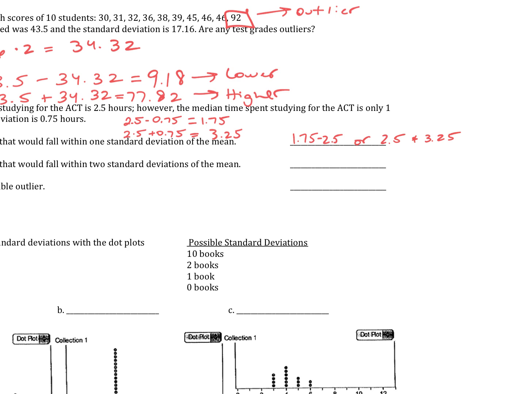The next one wants to know which ones would be within 2 standard deviations. So now I need to double my standard deviation, which is now 1.5. So again, I'm going to do 2.5 minus 1.5 and 2.5 plus 1.5. 2.5 minus 1.5 is 1, or 2.5 plus 1.5 is 4. So for the second part, any number that falls between 1 and 4 would be within 2 standard deviations. So, for example, 1.5 hours or 3.5 hours. Those would both fall within 2 standard deviations.